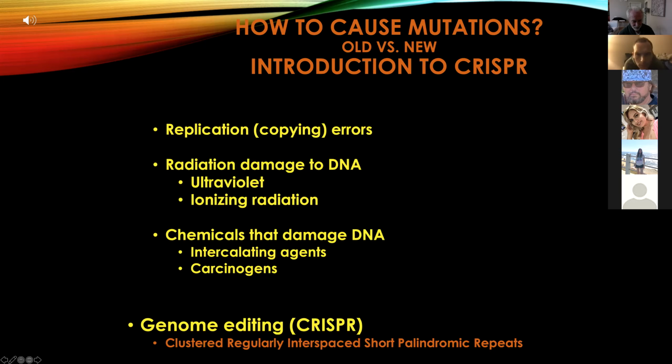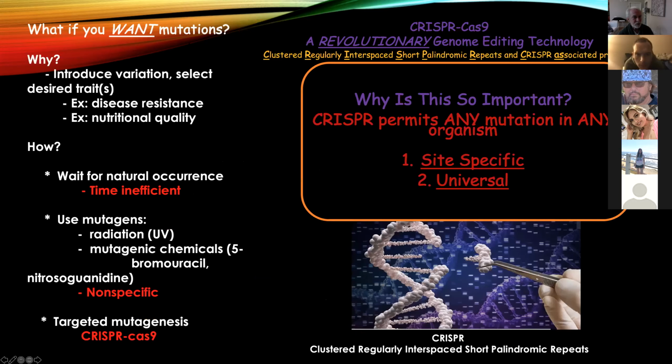Genome editing is what it's called. And here's how it works. First, before I get to that, as I just said, if you wait for a naturally occurring copying error, it's too inefficient, you'll never find it. And mutagenesis of all different kinds is nonspecific. You mutagenize the entire genome, whereas CRISPR, look at this.